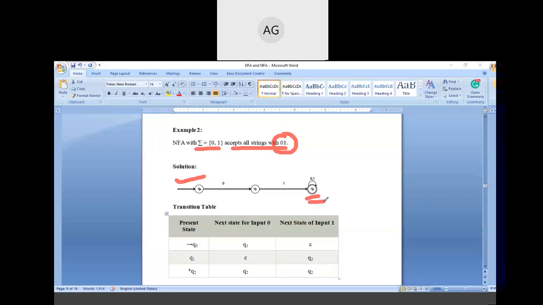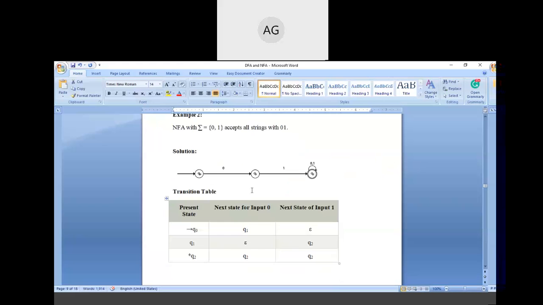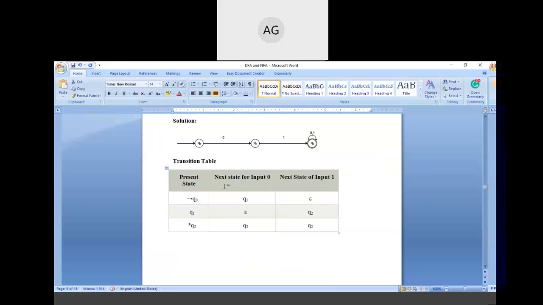Here Q2 is the accepting state, and Q2 accepts the 0 and 1 combination. Means the language this Q2 accepts is 01, and all the combinations of 01. 0 1 0, then 0 1 1, and all its combinations are accepted. So you can write this in the transition table.